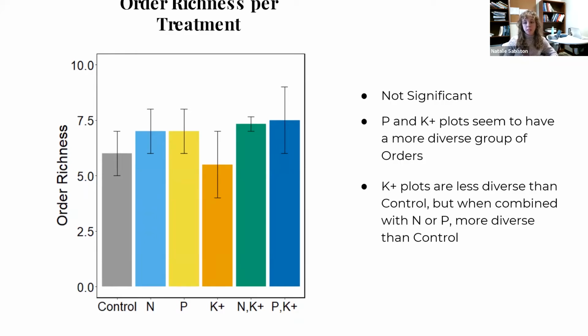However, when that potassium is combined with either nitrogen or phosphorus, then those plots are more diverse than the other treatments. Despite seeing these trends, these results are not significant, which for now indicates that arthropod order richness is not influenced by nutrient additions.